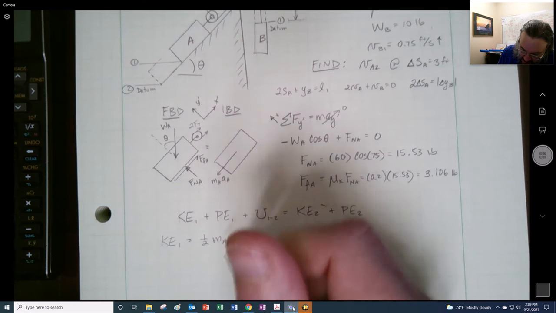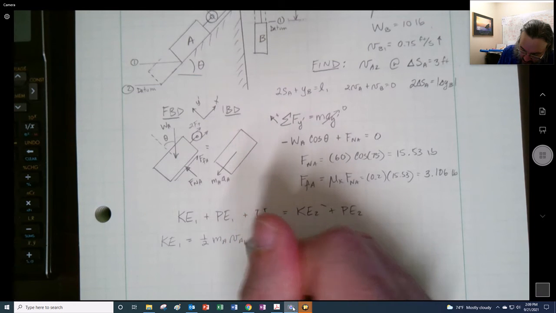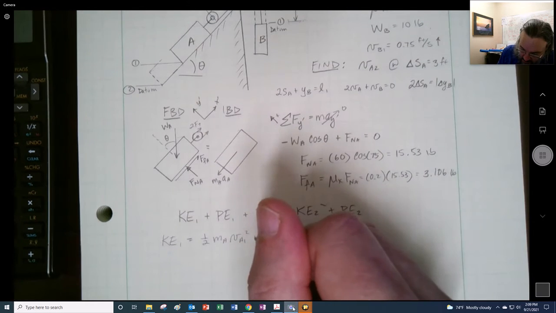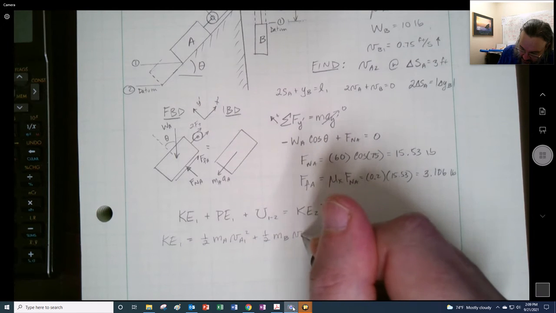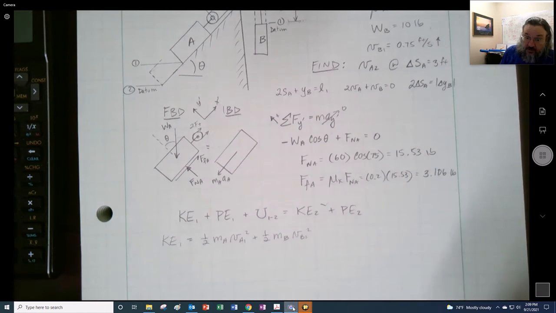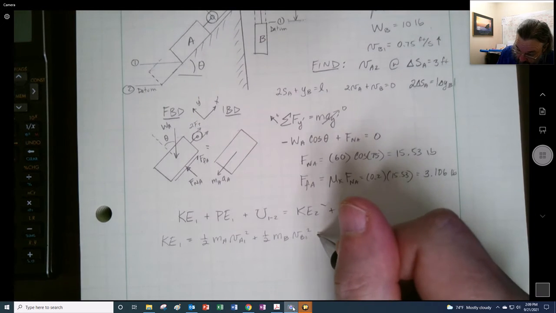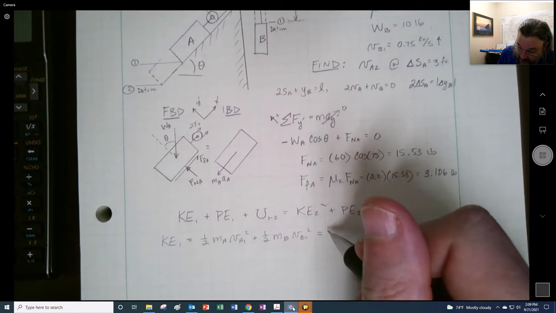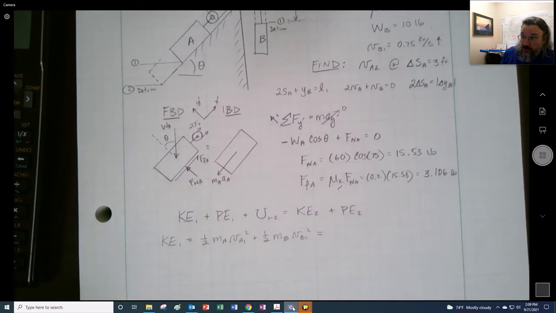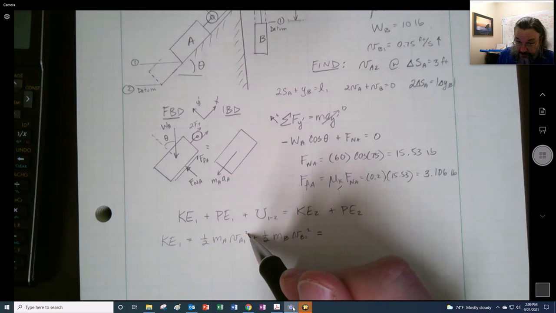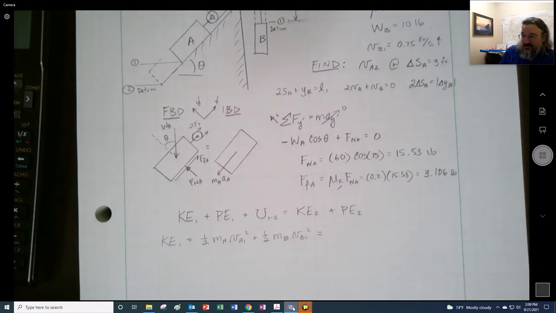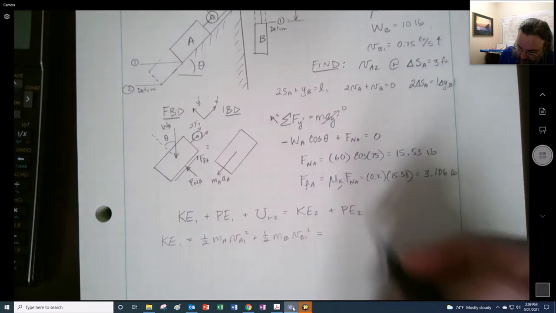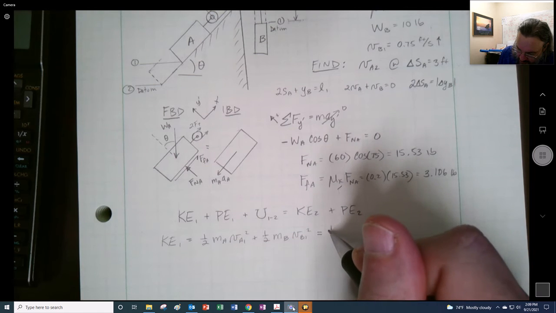1/2 mass of A times the velocity of A1 squared plus 1/2 mass of B, velocity of B1 squared. And it doesn't matter what direction, whether they're going up or down. You can even think in terms of this way, the velocities are squared, so whether it's positive or negative doesn't matter. They just have kinetic energy, and you need to pay attention to it.